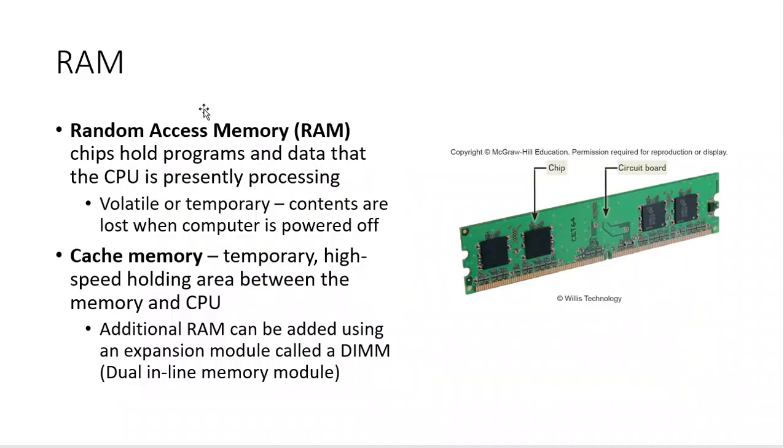RAM. This is the form of RAM: a circuit board and its chips. Random access memory. RAM chips hold programs and data that the CPU is presently processing. It is volatile, or temporary. Volatile means temporary. Contents are lost when the computer is powered off. If you turn off the computer, whatever is running will be lost.